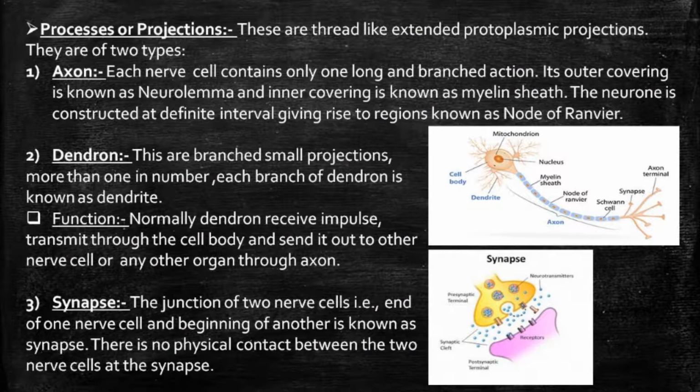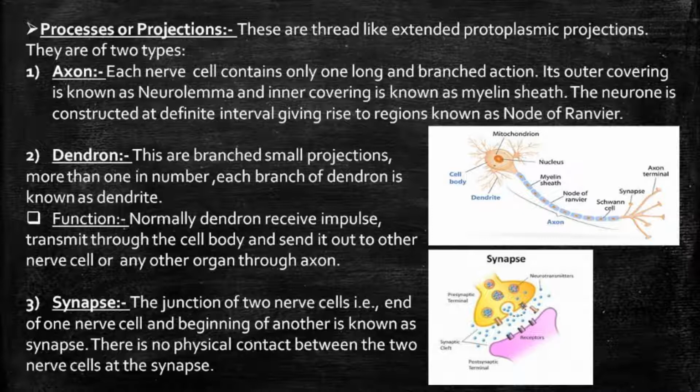Processes or projections. These are thread-like extended protoplasmic projections. They are of two types. Number 1, axon. Each nerve cell contains only one long and branched axon. Its outer covering is known as neurolemma and its inner covering is known as myelin sheath. The neuron is constricted at different intervals, giving rise to regions known as nodes of Ranvier. You can see in the image the node of Ranvier is pointed out, and which part is termed as axon. Number 2, the dendron.